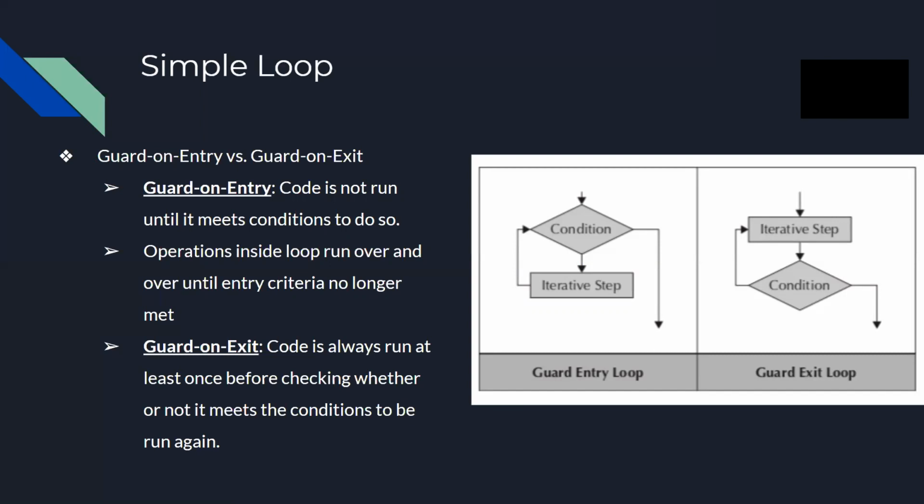So here on the right, we have an illustration of the guard on entry loop and the guard on exit loop. We can see how the condition is up and the iterative step is down on each one to see the difference.